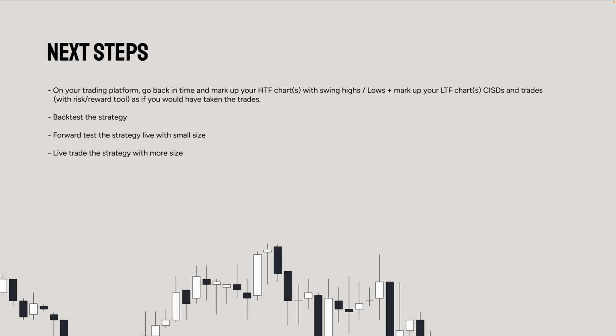Once you get the hang of it, you scale up your size. You can maybe start copy trading it. You can start looking for scaling in opportunities. And then from there on, it's just a matter of sticking to the rules of the strategy.